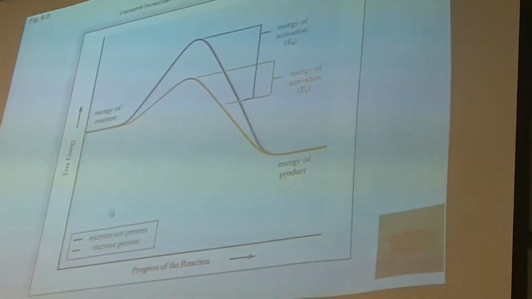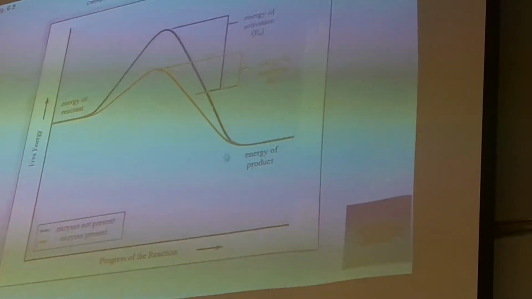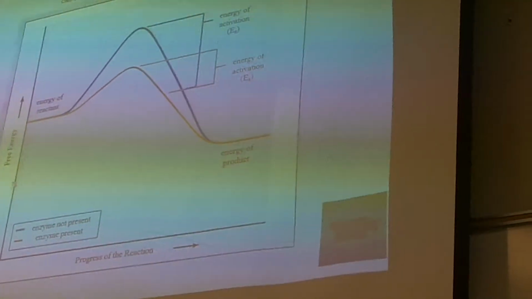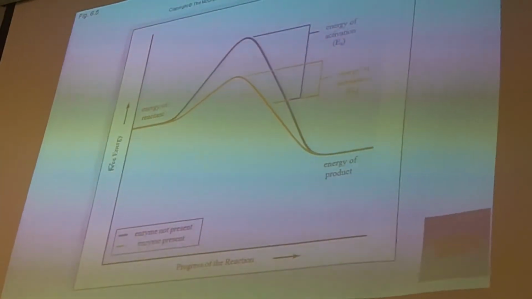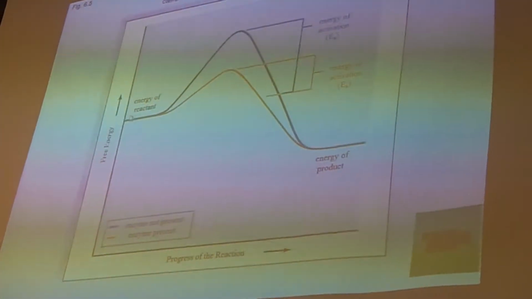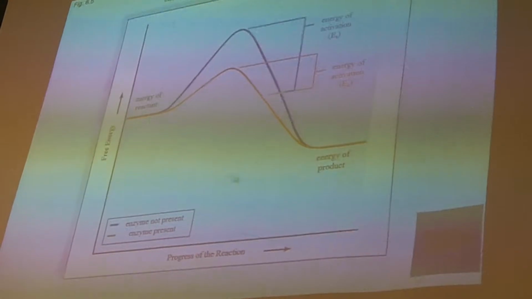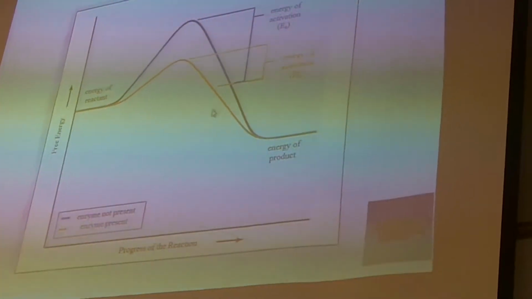So we call the difference between where the reactants were and where the products were delta G. Delta G is the change in free energy. G means free energy, so there's a change in free energy. It goes from the energy of the reactants to the energy of the products here. This is an exothermic reaction.